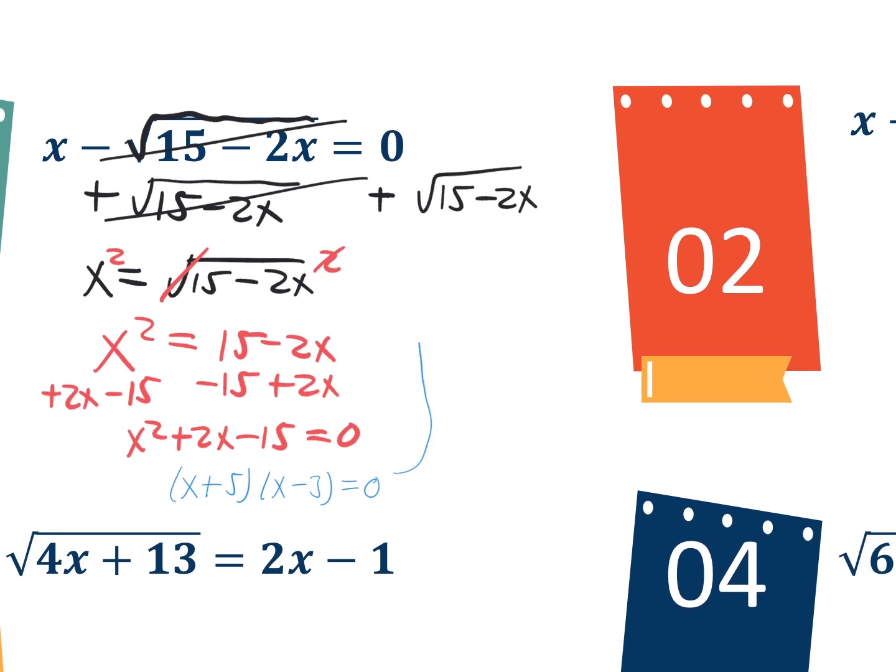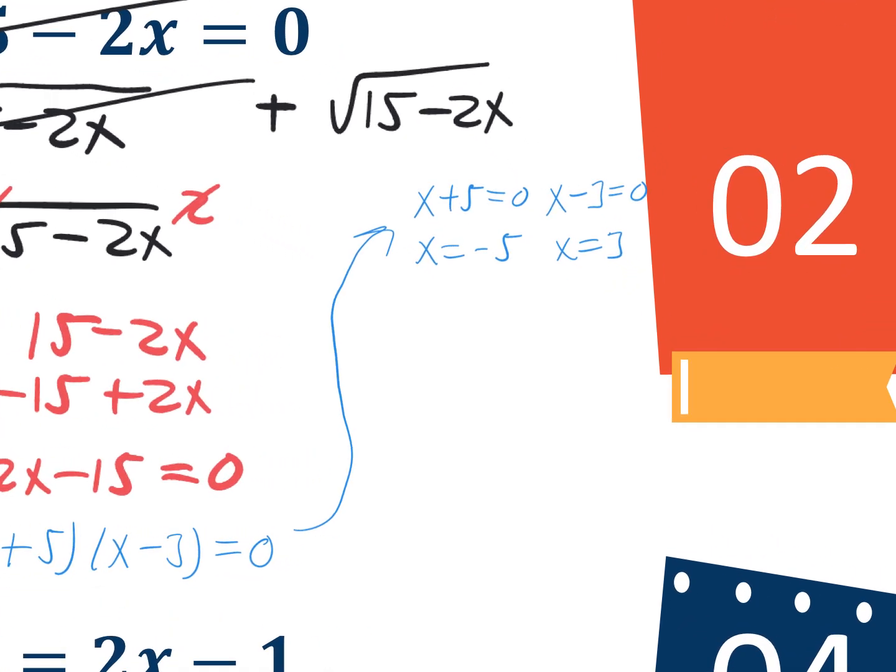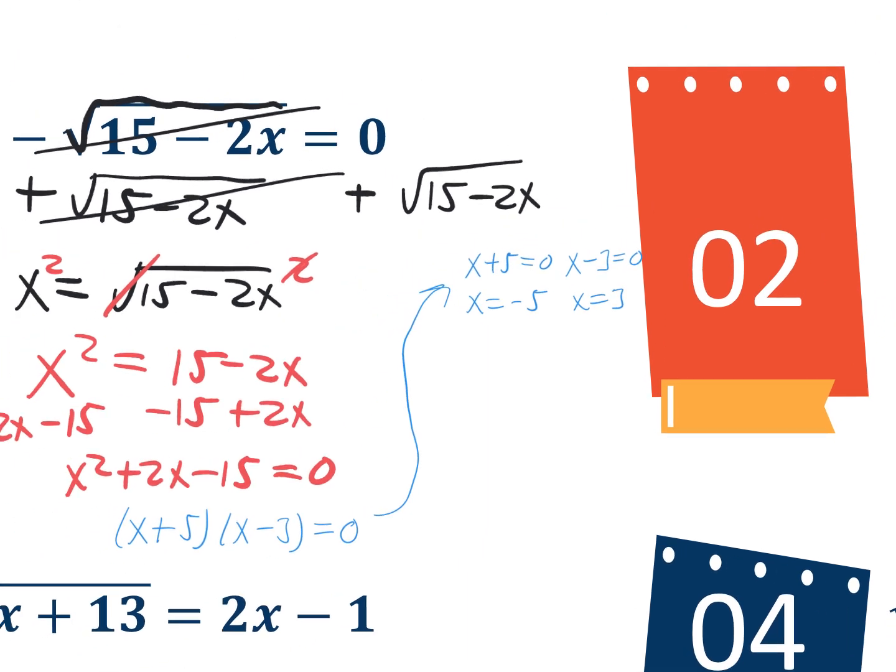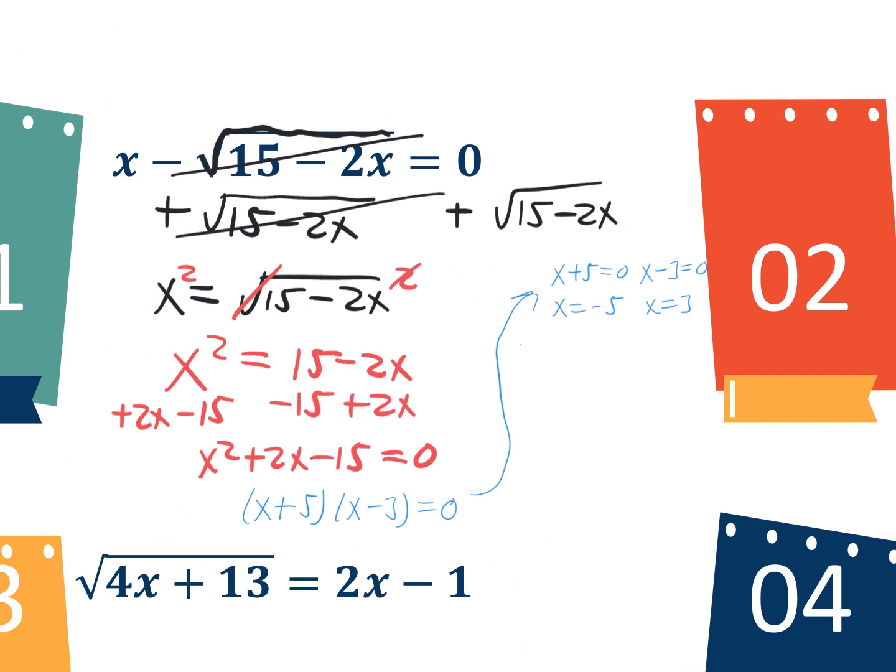All right, let me bring this up here. Now we want to set them both equal to 0. So x plus 5 equals 0, x minus 3 equals 0, and so we should get x equals negative 5 and x equals 3. Now the last step, as you saw on the previous slide, was to check all of our answers. Like I said, once you get this far, you don't want to stop. You need to check your answers and make sure that they satisfy the original equation. So let's start with x equals negative 5.